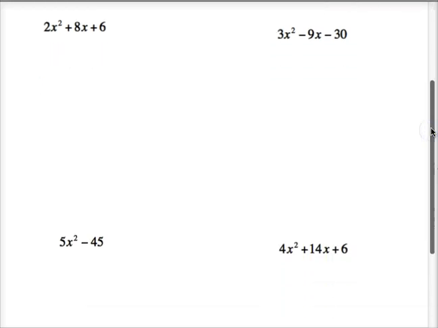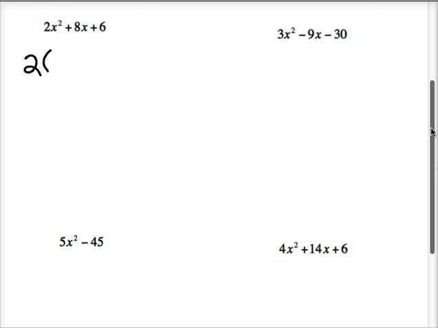Well, let's take a look at that first one, 2x squared plus 8x plus 6. In order to factor this, you may notice first, each of those is an even number. And by being an even number, that means each of them is divisible by 2. So I'm going to take that 2 and pull it out front. Every one of those numbers, I'm going to divide by 2.